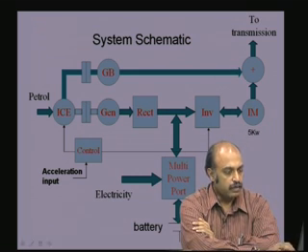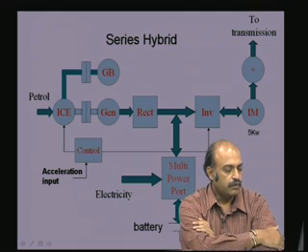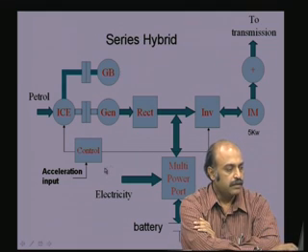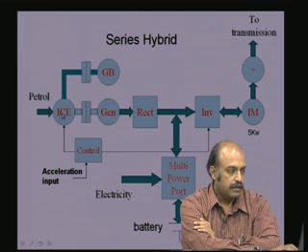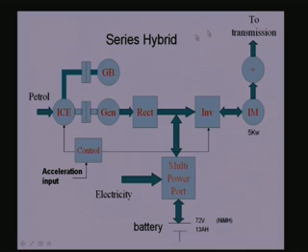This schematic is a more general schematic. This schematic is called a series hybrid, where the internal combustion engine is not directly coupled to the wheels. The internal combustion engine is coupled only to a generator which generates electrical energy, and all the electrical energy is used for either charging up the battery or driving the induction motor, which is the only thing which is connected to the wheels. That is why it is called a series hybrid.